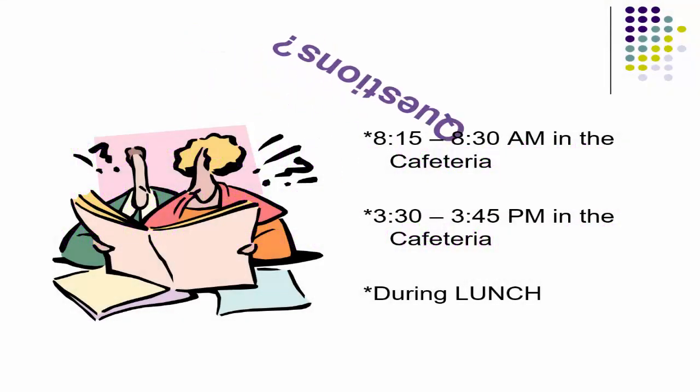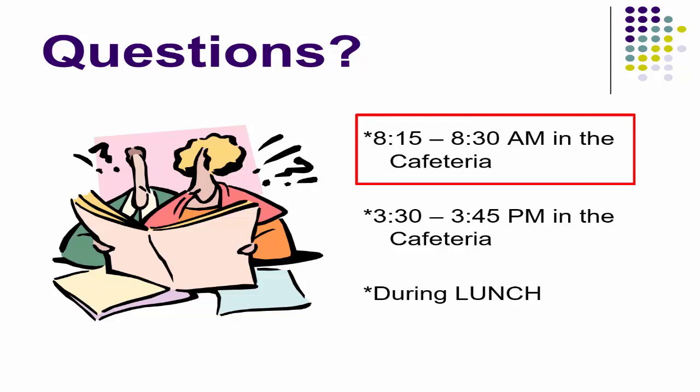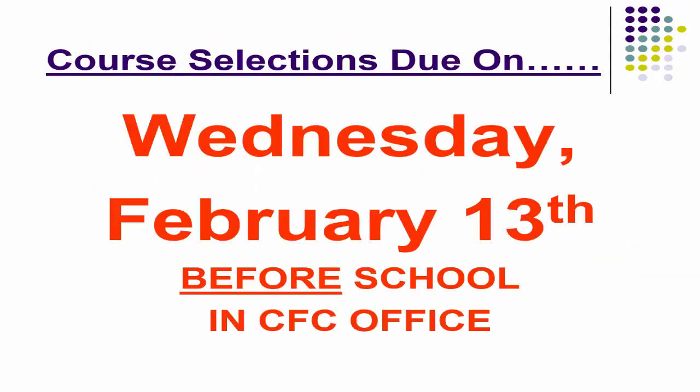If you have questions about your course selections, failed classes, summer school, etc., see your counselor during the following hours. In the morning from 8:15 to 8:30 in the cafeteria, during all lunches, after school from 3:30 to 3:45 in the cafeteria, and during your study hall. One final reminder, course selection sheets are due on Wednesday, February 13th before school in the CFC office. Make sure you also go into Power School and make your course selections online before February 13th.